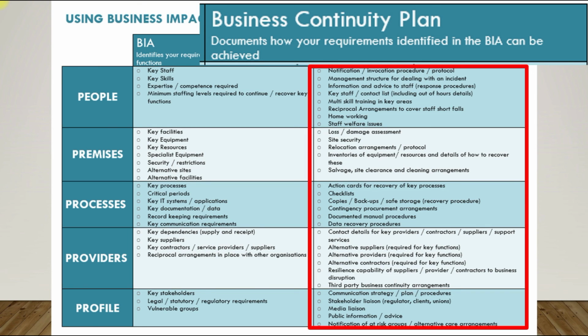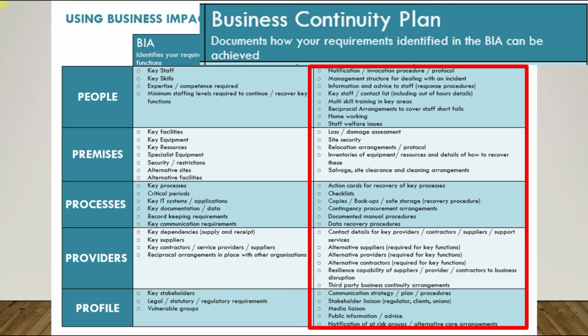The second part of this matrix is really there to be able to allow you to list how all the requirements will be achieved. It's looking at things like, is the management structure ideal for dealing with an incident? Okay. Multi-skill training in key areas so that you can cross-train people. Are there reciprocal agreements to cover the staffing shortfalls? If you're looking at premises, you're looking at relocation arrangements, inventory of equipment, etc. Salvage, site clearance, and cleaning arrangements that have to be made.